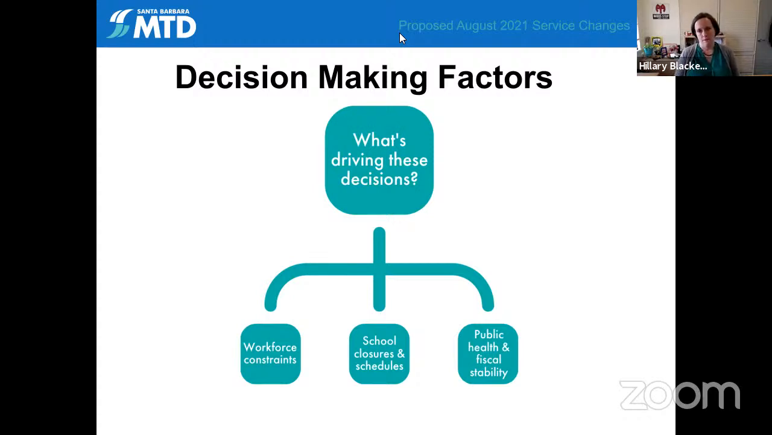A few different things. First of all, and this is what's driven our decisions all year, public health and fiscal stability. Public health, obviously, number one, the health of our passengers, the health of our operators, the folks who clean our buses. That has been number one for us, making sure that we are following best practices when it comes to maintaining the vehicles, to cleaning them, to keeping everyone safe and healthy, and while also continuing to provide service and get people where they need to go.